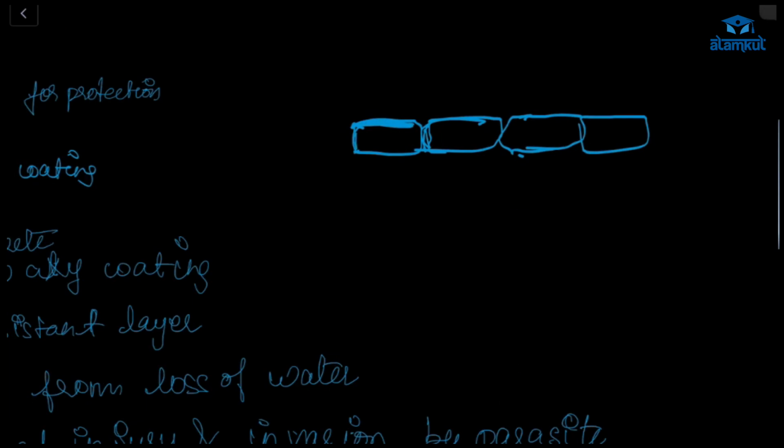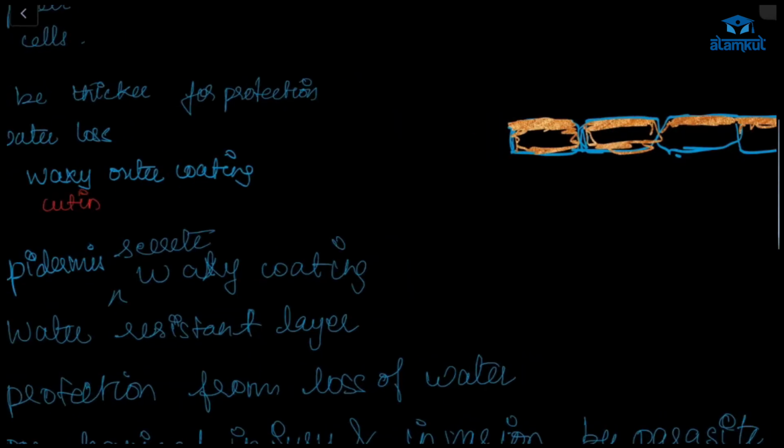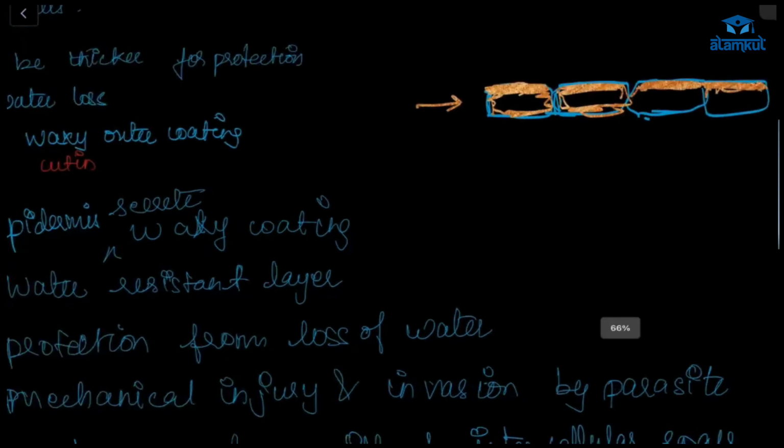In this, there will be a coating. What will this coating do? Because of this, there won't be much water loss. In the dry region, there is scarcity of water, right? So this epidermis will contain a waxy coating, and that waxy coating is called cutin. Arham, you understood now?